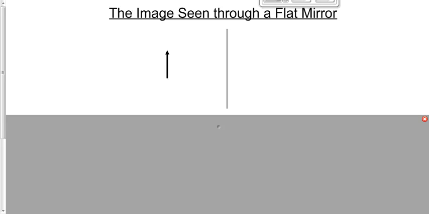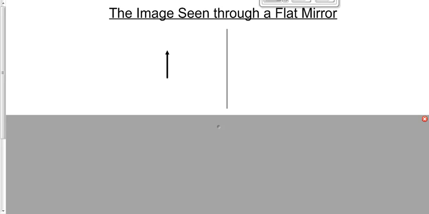Well, if you think about it, based on experience, you know that you look pretty much the same as you really are, right? You don't appear to be upside down in a bathroom mirror. You don't appear to be bigger or smaller in a bathroom mirror. You're not projecting the image of yourself onto a screen. You're looking into the mirror in order to see it.